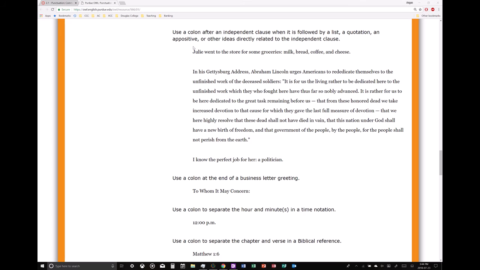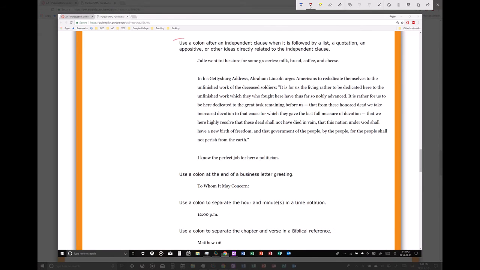For example, see, this is one rule, this is another rule, this is another rule, this is another rule. Use a semicolon after an independent clause when it's followed by a list, a quotation, and other ideas directly related to the independent clause. Use a semicolon at the end of a business letter greeting. Use a semicolon to separate the hours and minutes in time notation. Use a colon to separate the chapter and verse in a biblical reference. So that's 1 rule, 2 rules, 3 rules, 4 rules.